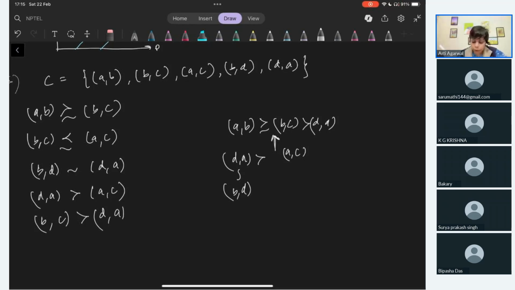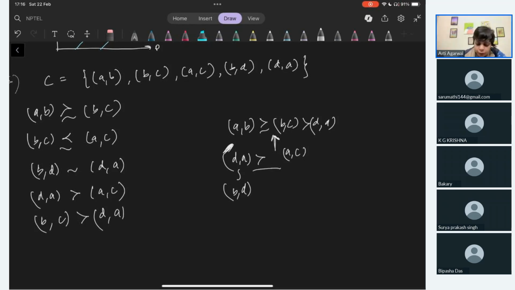Okay, which means we are in a spot of trouble, I think, right? We start with AB, which is better than BC, and then we find out that AC is better than BC. And then we move on to BD and DA, which are indifferent, and DA is better than AC. So you see, DA is better than AC here, but DA is less preferred to BC.